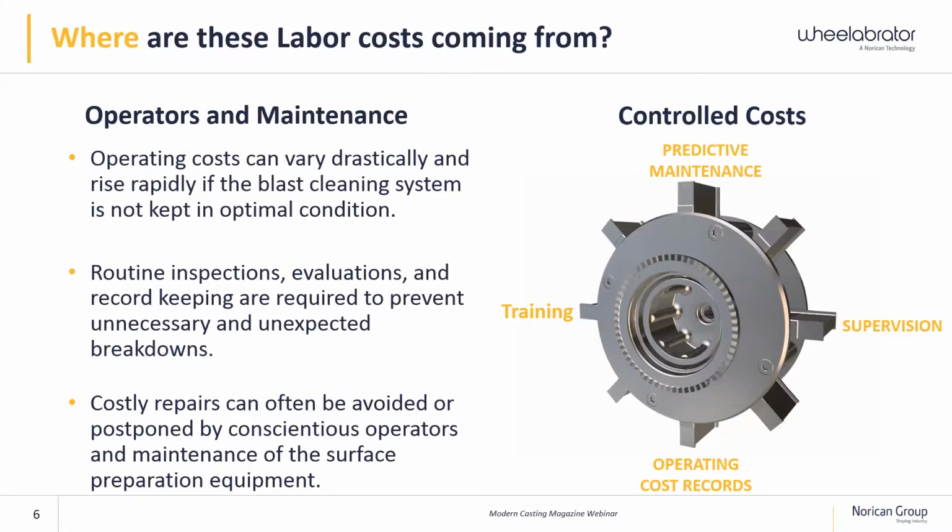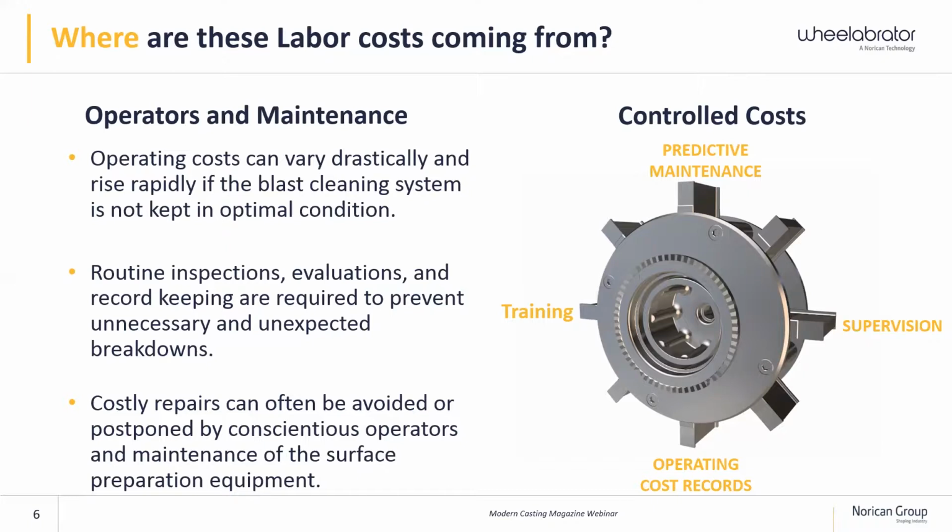Some of the things that you can do are routine inspections, evaluations, and record keeping. These things are all required to prevent unnecessary and unexpected breakdowns. It's not going to prevent them 100% by any means, but hopefully it will reduce those so that you can schedule your preventive maintenance in a timely manner. As we all know, costly repairs can be avoided or postponed if you have conscious operators and a maintenance staff that's watching over the equipment.